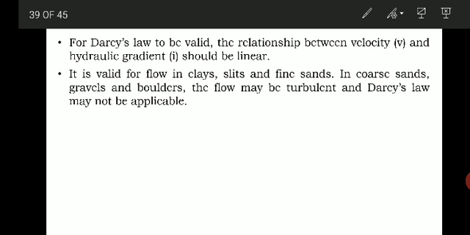That depends upon the porosity and permeability of the medium through which the water is flowing. So in case of finer particles, Darcy's law is valid, because in the previous slide we have discussed how the grain size affects the flow of water.